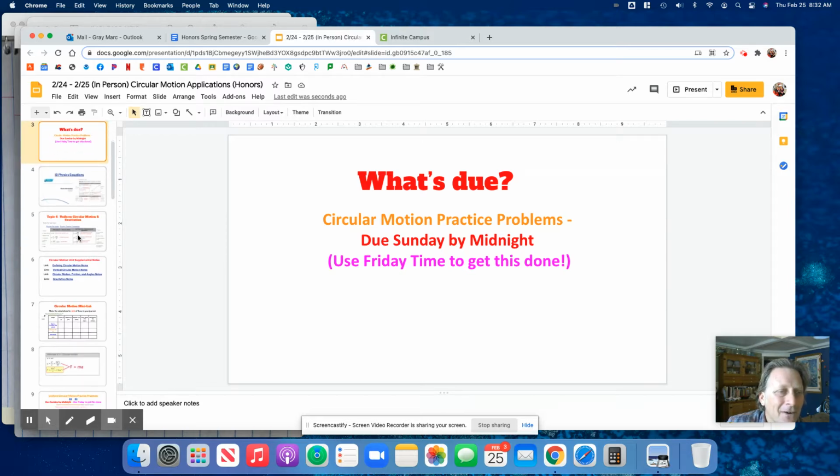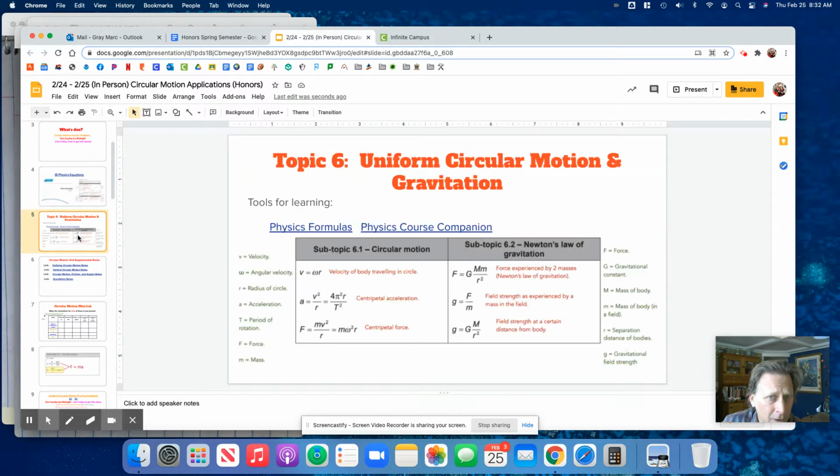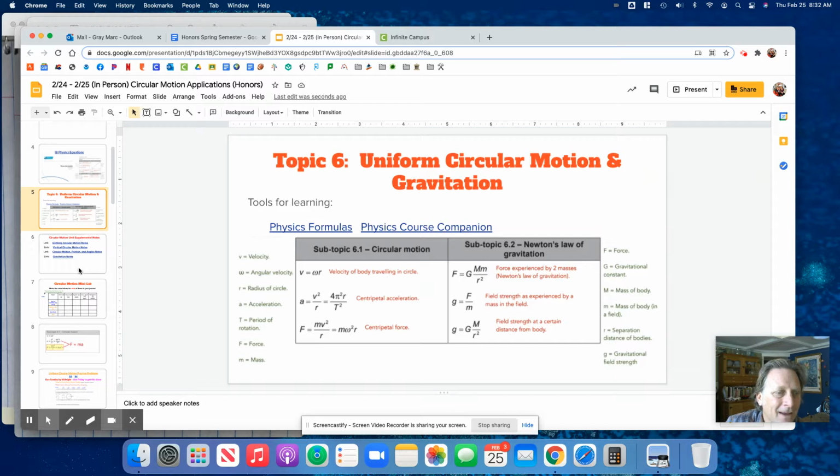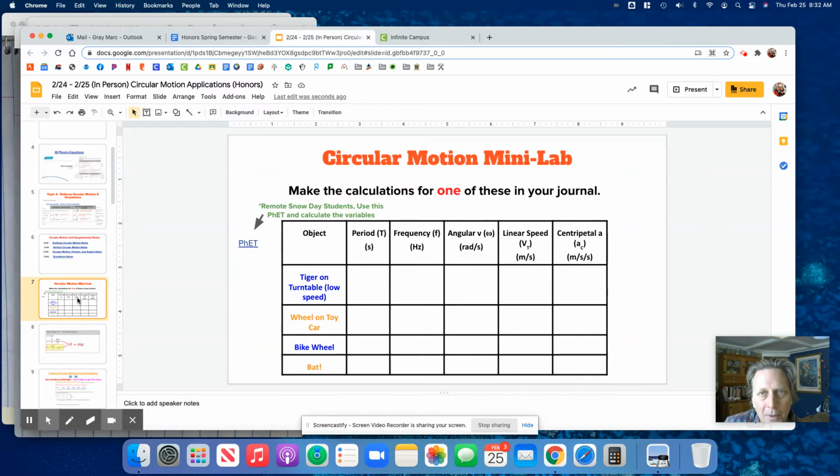Cool. So get yourselves ready by getting out your circular motion formulas. And let's start with just a quick little experiment. In class, we had a bunch of stuff around, and you were to go find one of the objects and then figure out the period, frequency, angular velocity, linear speed, and centripetal acceleration of that object. So look through your formulas to remember how to get through all those things.